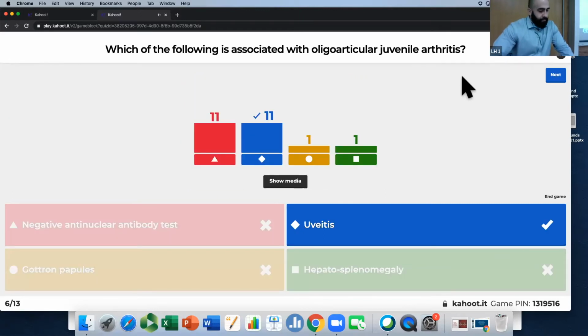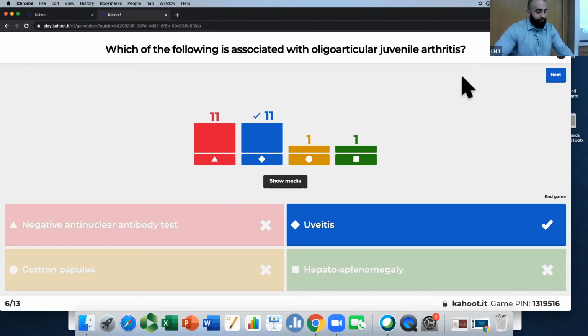And uveitis, this is juvenile arthritis involving fewer than 5 joints, affecting females more than males, usually at ages 2 to 3 years old. The knees and ankles are most commonly affected. Constitutional symptoms such as fever and rash will be absent. The most common complications are uveitis, leg length discrepancies, and temporomandibular joint arthritis. The uveitis is seen in about a quarter of patients.